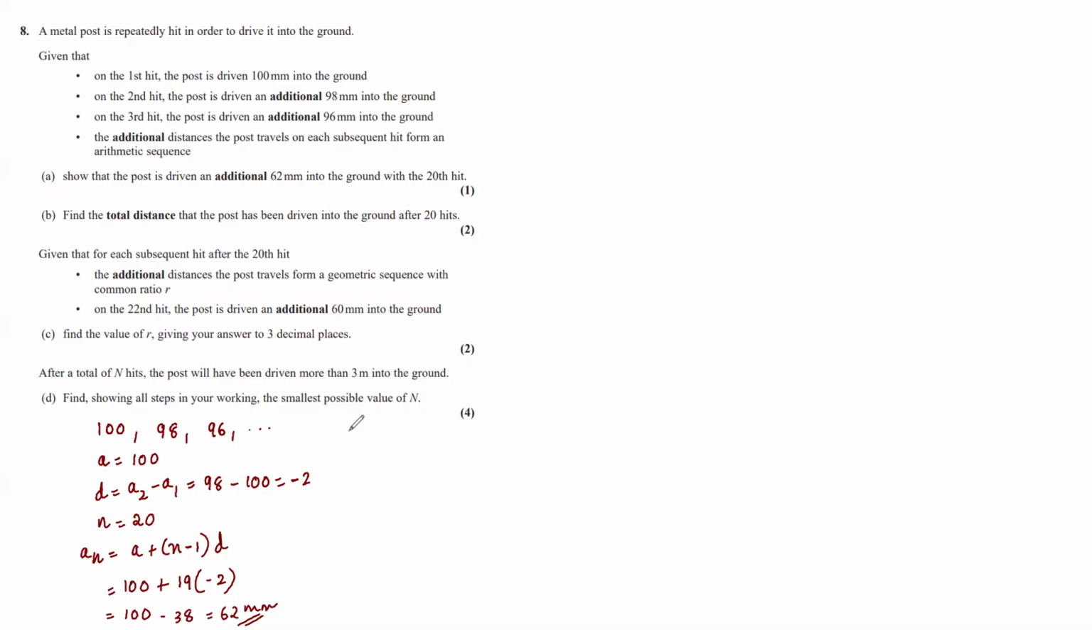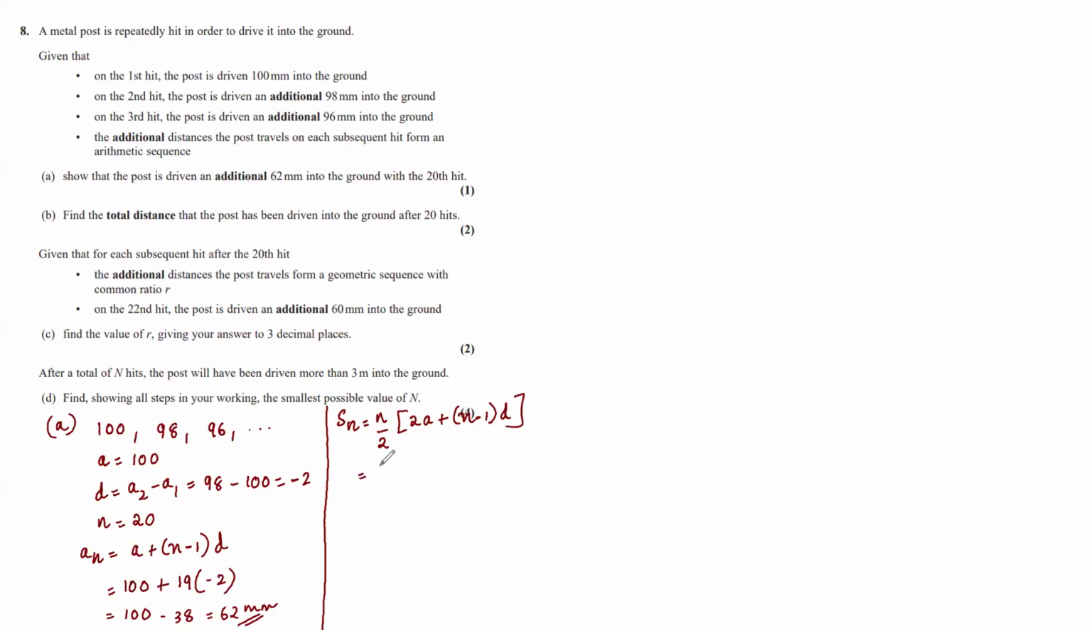Now, this is the A part here. Now to find the B part, find the total distance that the post has been driven into the ground after 20 hits. That means we need to add all these 20 terms. That's the sum of 20 terms. And we know the formula for sum of n terms: the formula is n by 2 into 2a plus n minus 1 into d.